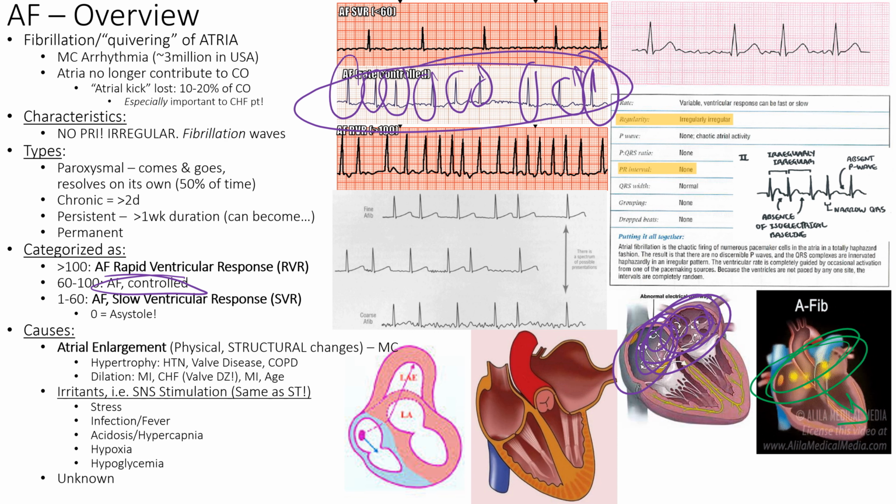And if their heart rate's greater than 100 and they have AFib, it's called AFib RVR. AFib RVR is just AFib that is rapid, that is greater than 100. Just like sinus tachycardia is kind of the equivalent to that. But how do you know if it's sinus or AFib? One has fib waves and one has P waves.